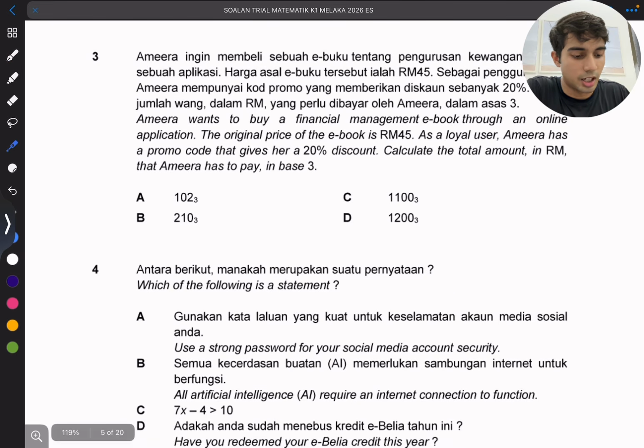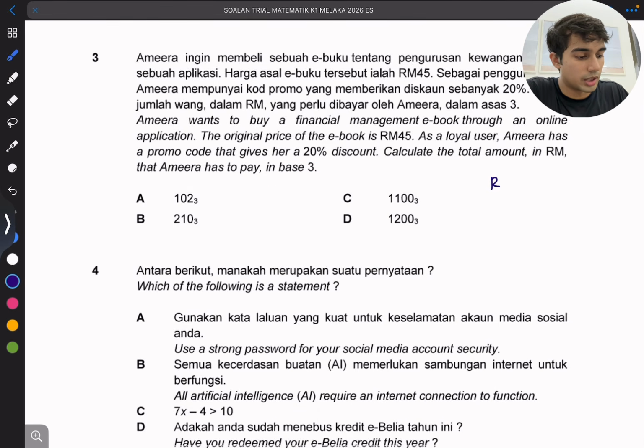Next one. Amira wants to buy a financial management ebook through an online application. Original price of the book is 45 ringgit. As a loyal user, Amira has a promo code, so she gets a 20% discount. Calculate the total amount she has to pay in base 3. Okay, so the price of the book is 45 ringgit, but she gets a 20% discount. That means she has to pay 80% of the 45.